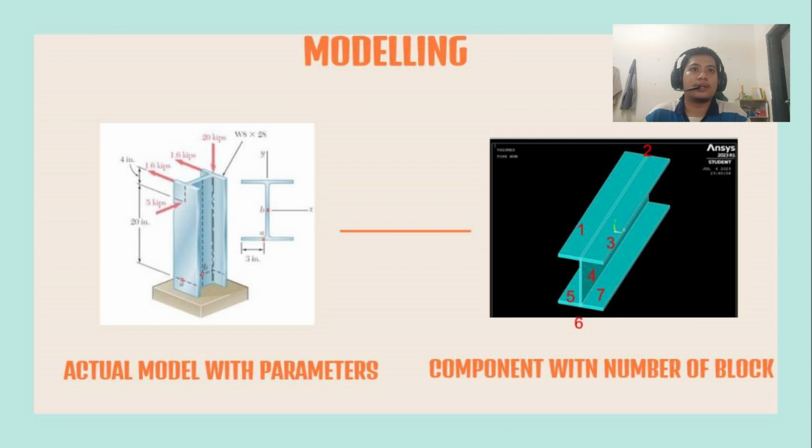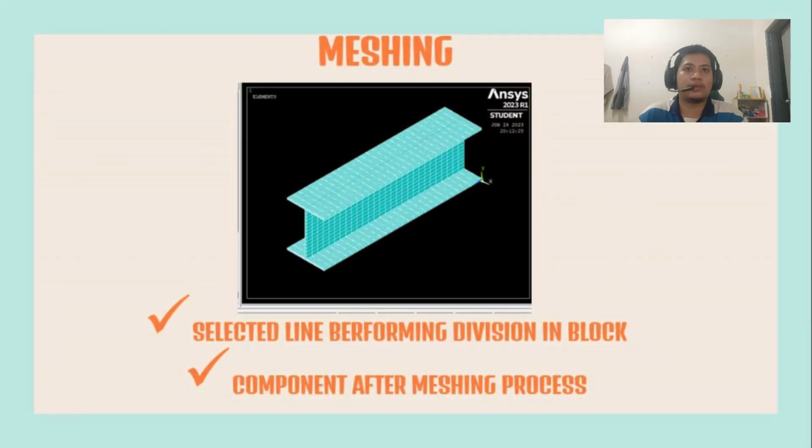We received the actual model with parameters from our lecturer. Then we have to construct the actual model in the ANSYS software. So we have to create 7 blocks. We continue the meshing. For the meshing, we select the line before performing division into blocks. After we select the line, then we run the meshing process.